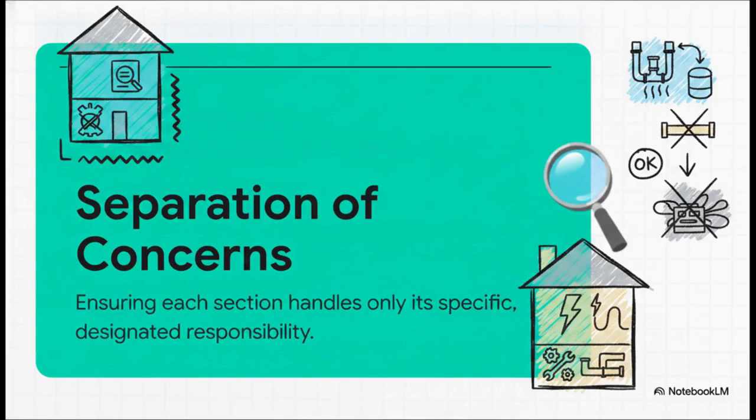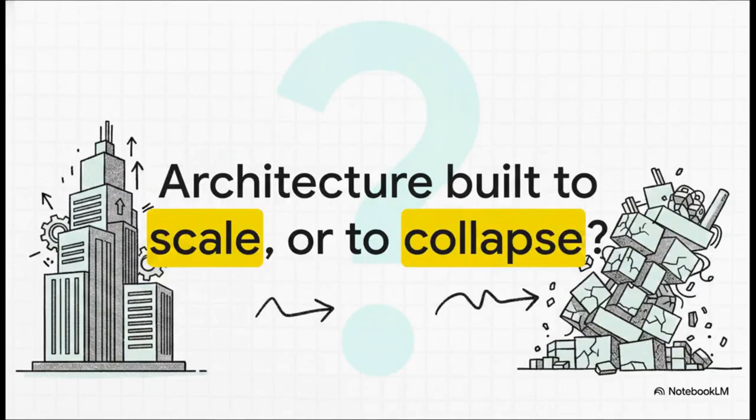Keeping every single part focused solely on its own specific job makes your app dramatically easier to test, debug, and maintain. So we've covered everything from foundational folder structures to the final polish of separating your concerns. But ultimately, it all boils down to one provocative question. Is your current architecture actually built to scale, or is it just waiting to collapse? The decisions you make about components, state, and structure today will absolutely dictate whether your app survives tomorrow.